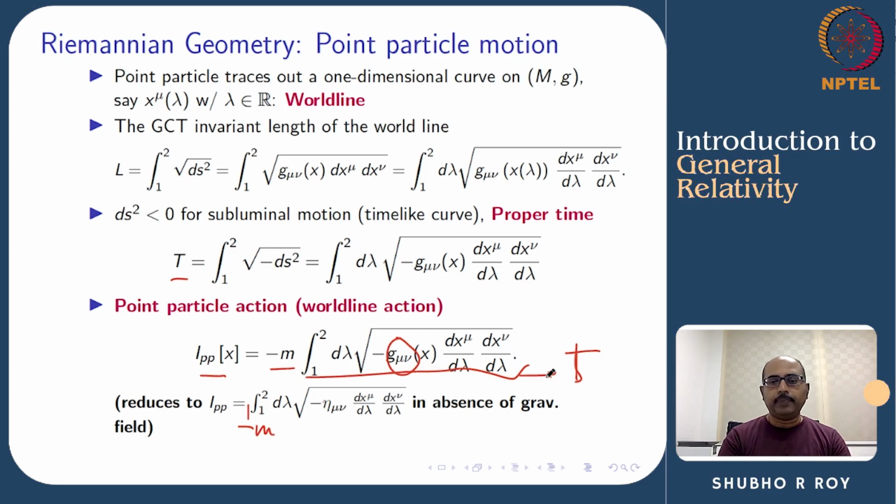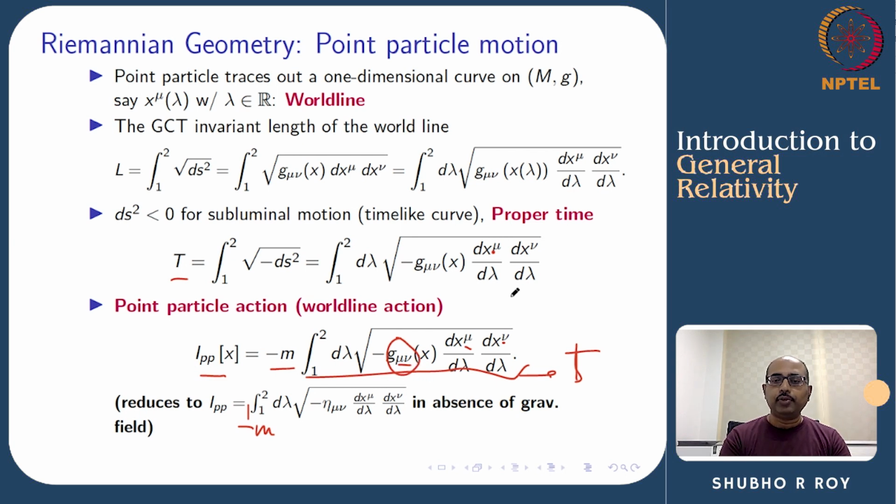So this action has certain features which I want to draw your attention to. First of all, as you can see, all the indices mu nu are contracted. So it's a general coordinate invariant action.